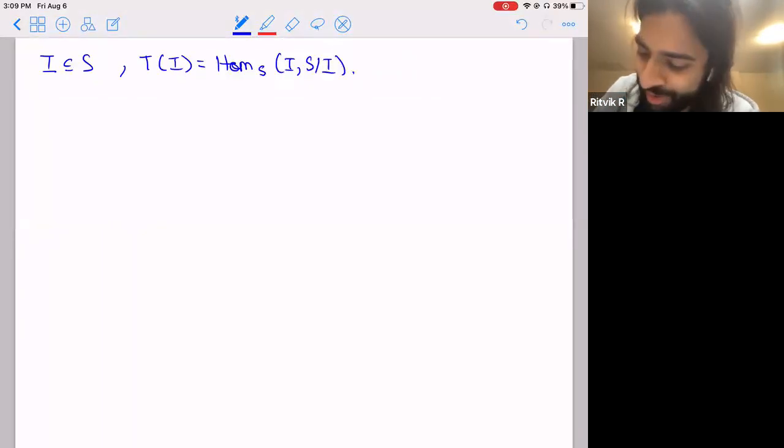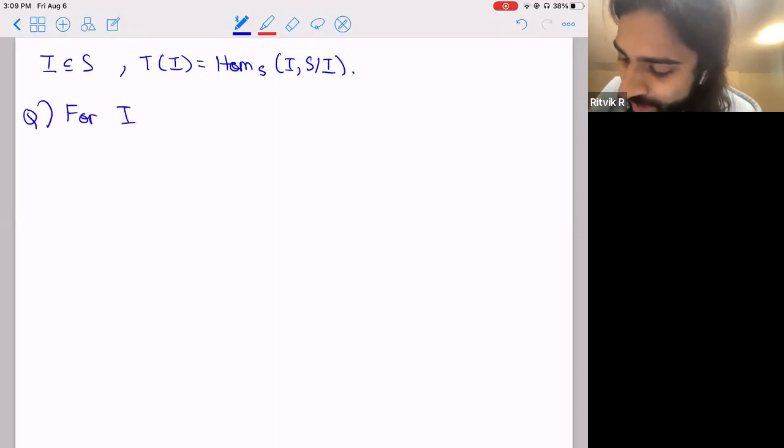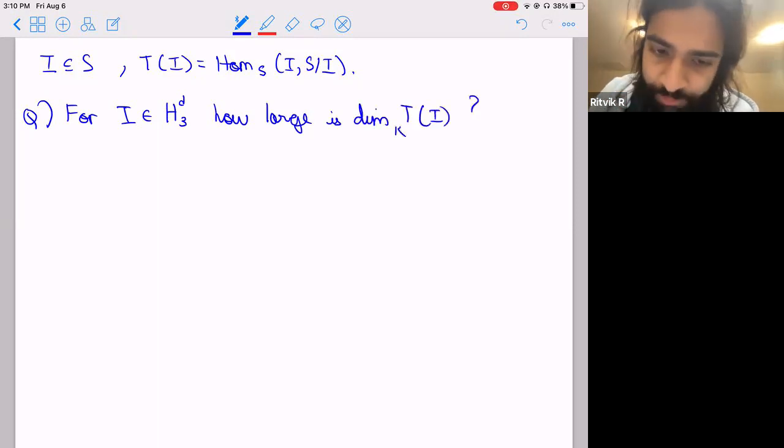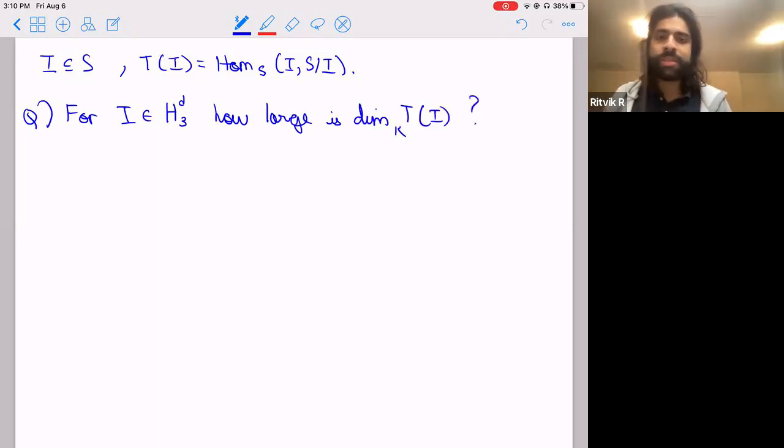And for concreteness, I want to study the following question. Given an ideal, I'm going to just treat this as a point in the Hilbert scheme. So it's in three space now. How large is the dimension? So this is the dimension of the K vector space. Okay, so this is the question I want to study. How big can the tangent space dimension become?